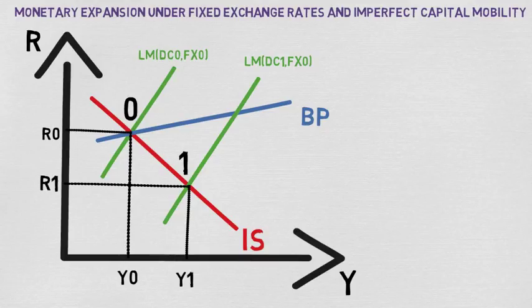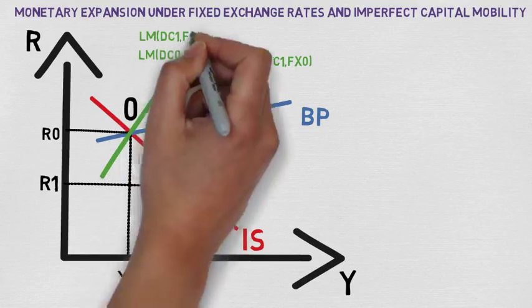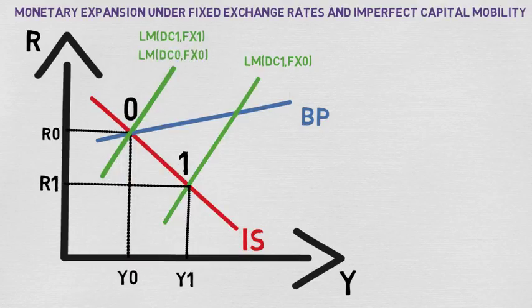The fall in interest rate should cause demand for domestic currency to fall, and hence there should be a depreciation. But instead, the central bank intervenes, buying domestic currency and selling foreign reserves, so FX falls from FX0 to FX1. This causes the LM curve to shift back from LM DC1 FX0 to LM DC1 FX1, and we are back at point 0.